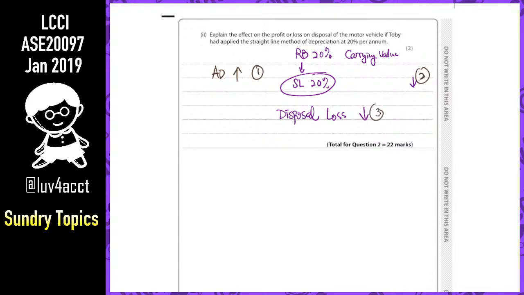So, 2 marks. But then we have 3 points. Of course, the most important thing is this, and for 1 and 2, you choose either one, because this would give you the same flow of logic.